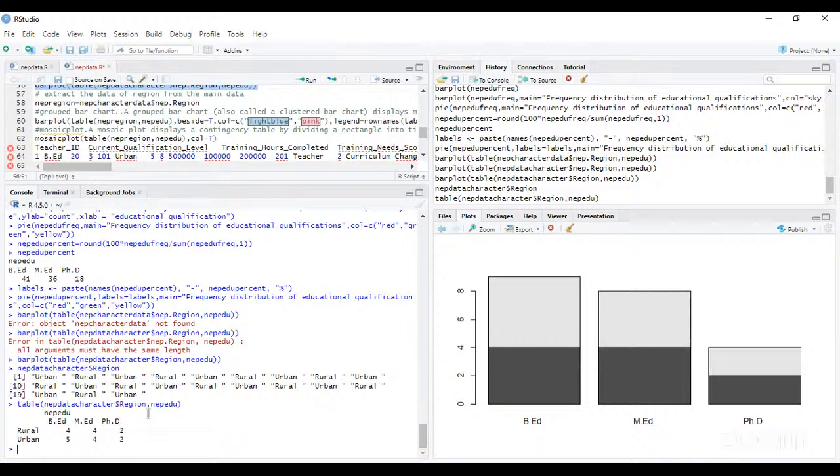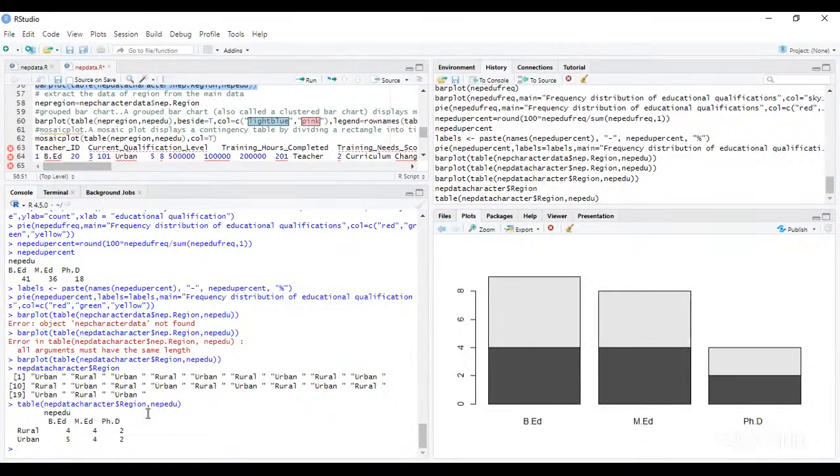We can see the stack bar chart; I will show you a more proper one. Right now I'm just telling you about the data set. The data is showing two different categories. One category is the education, and one is the region. Region wise, we are telling you about the educational qualification of teachers.